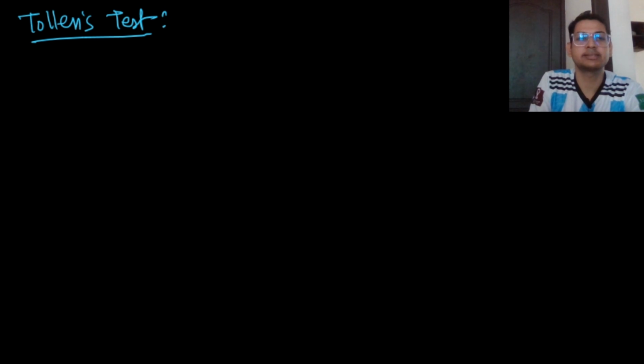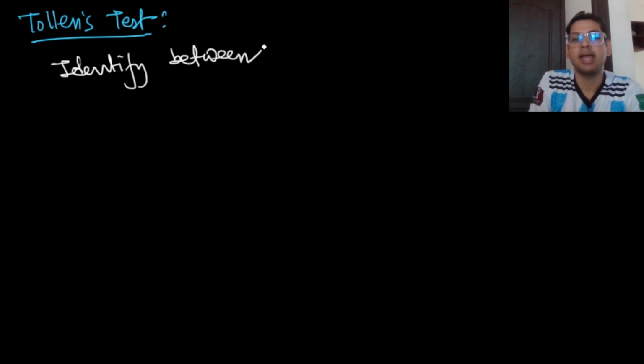Tollens test is to identify or differentiate between aldehyde and ketone. You can write identify between aldehyde and ketone.